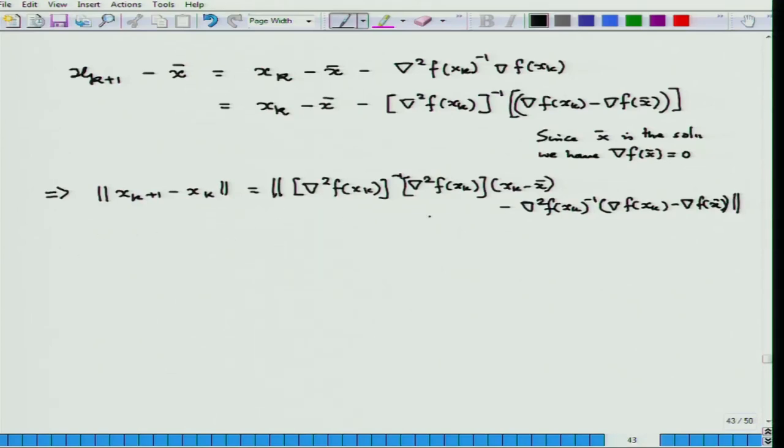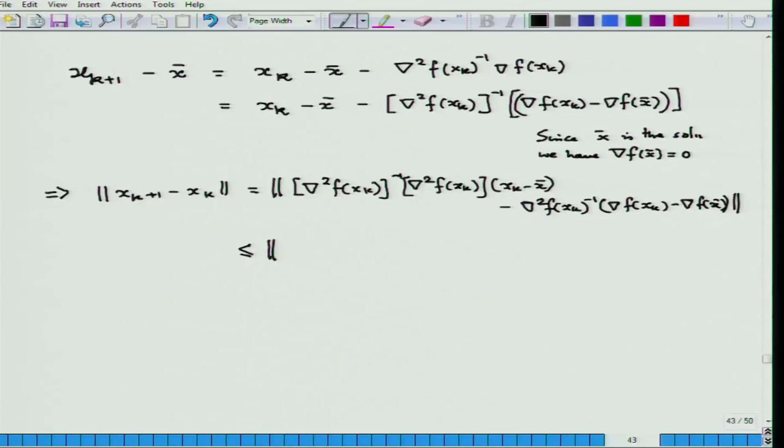Now, this would turn out to be like this, that I can take all these things out common. So, this would be by Cauchy-Schwarz inequality, basically the standard property: the norm of A x is less than or equal to norm A into norm x. That is the definition of the operator norm.